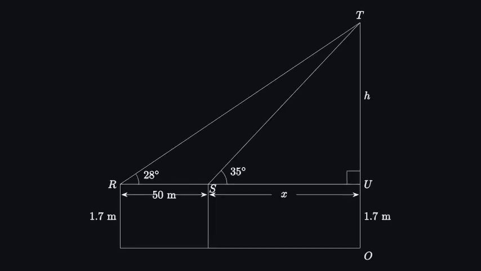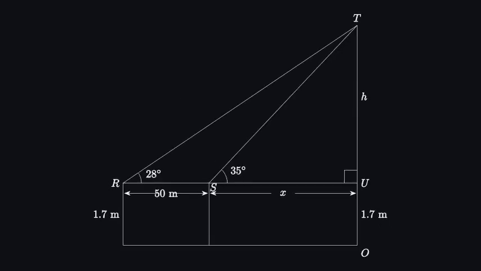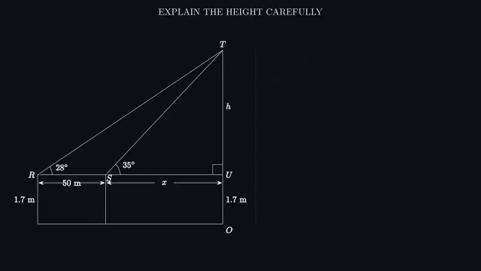Study the diagram carefully. This prepares us for the next step. This part is very important. The angle of elevation is measured from the man's eye level, not from the ground. So, UT is only the height of the tower above the man's eye level. The full height of the tower above the ground is OT equals OU plus UT. Since OU equals 1.7 meters, the final tower height will be H plus 1.7.